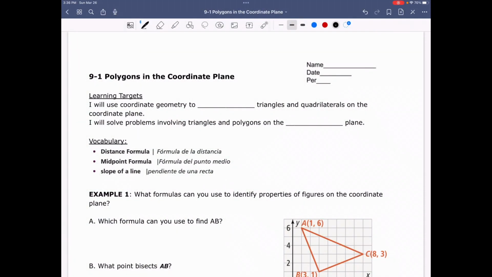Hello geometry students. Today we are starting topic 9 with 9-1 polygons in the coordinate plane. Your learning targets for today say: I will use coordinate geometry to classify triangles and quadrilaterals on the coordinate plane. I will solve problems involving triangles and polygons on the coordinate plane.